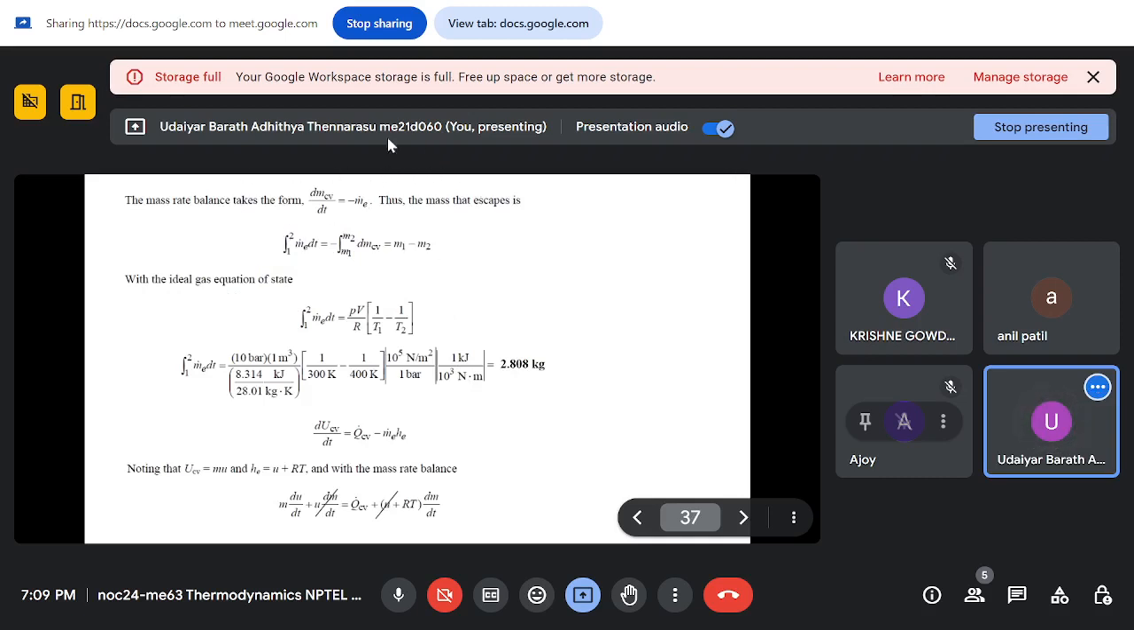So we will apply a mass balance across the tank. You'll see the change in mass which is occurring is equal to the mass which is going out. The change in mass is nothing but the mass at state 1 minus state 2. So m1 minus m2 will be equal to the mass which is going out. We can find the mass at state 1 and state 2 using the ideal gas equation of state. So PV equal to mRT. So at state 1, PV by R into 1 by T1.